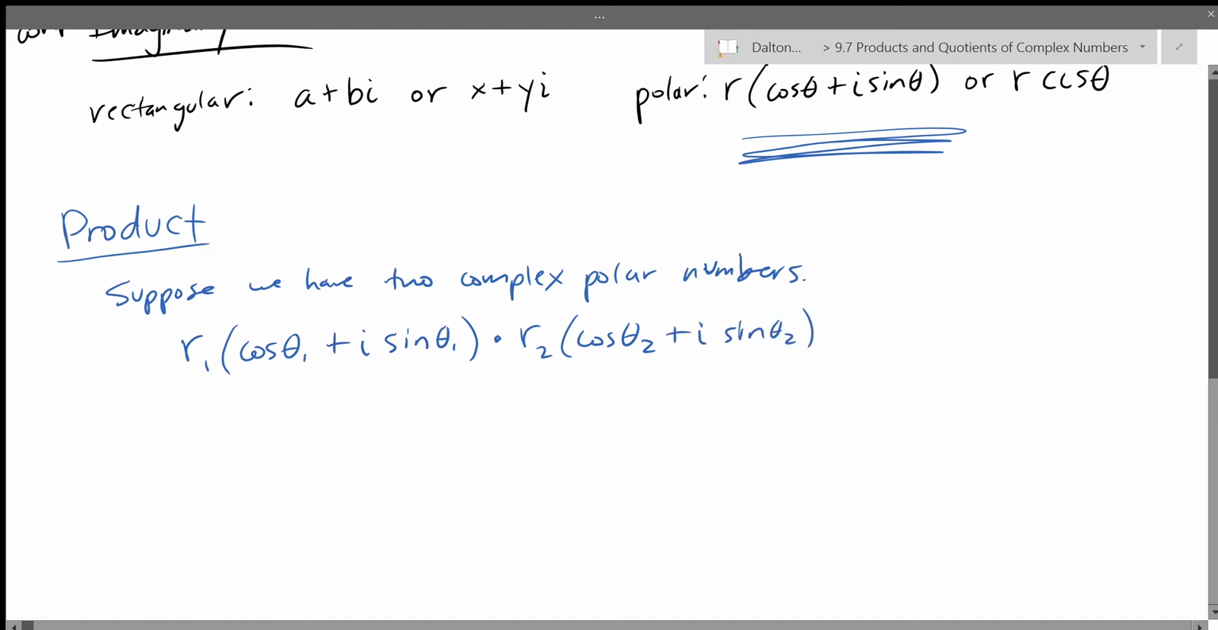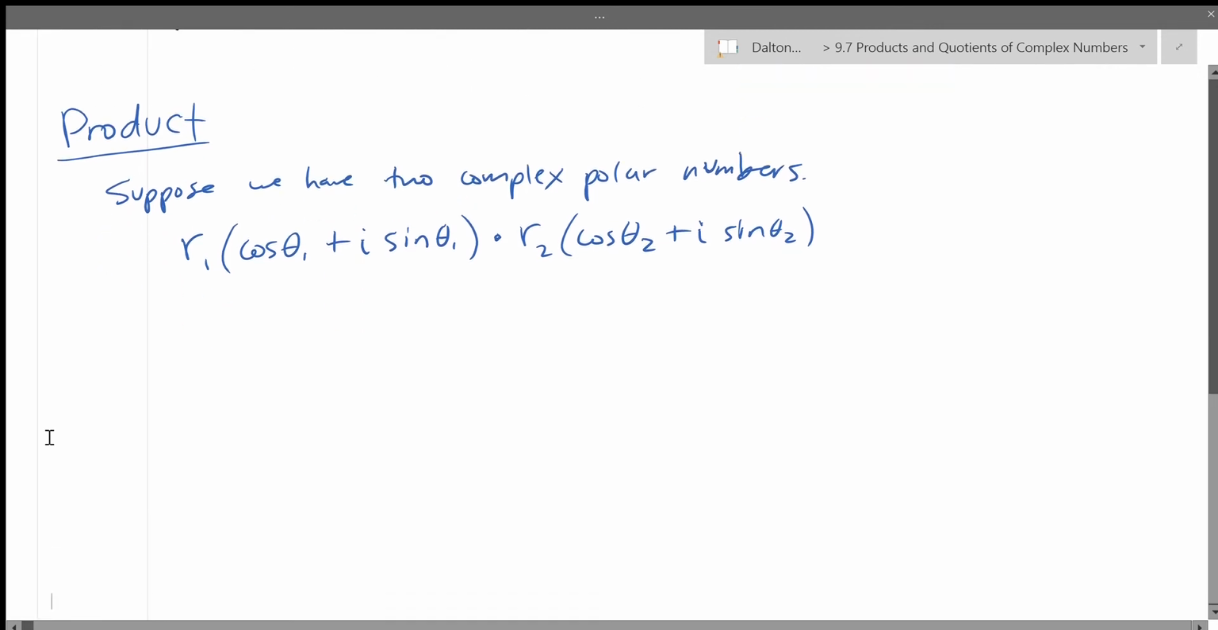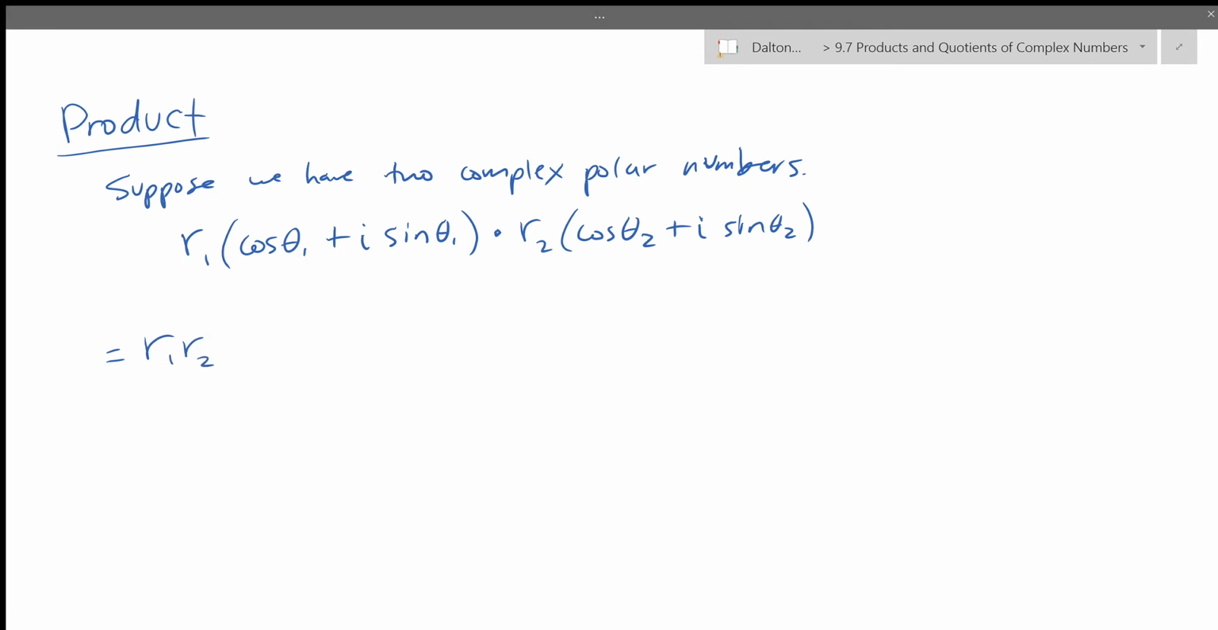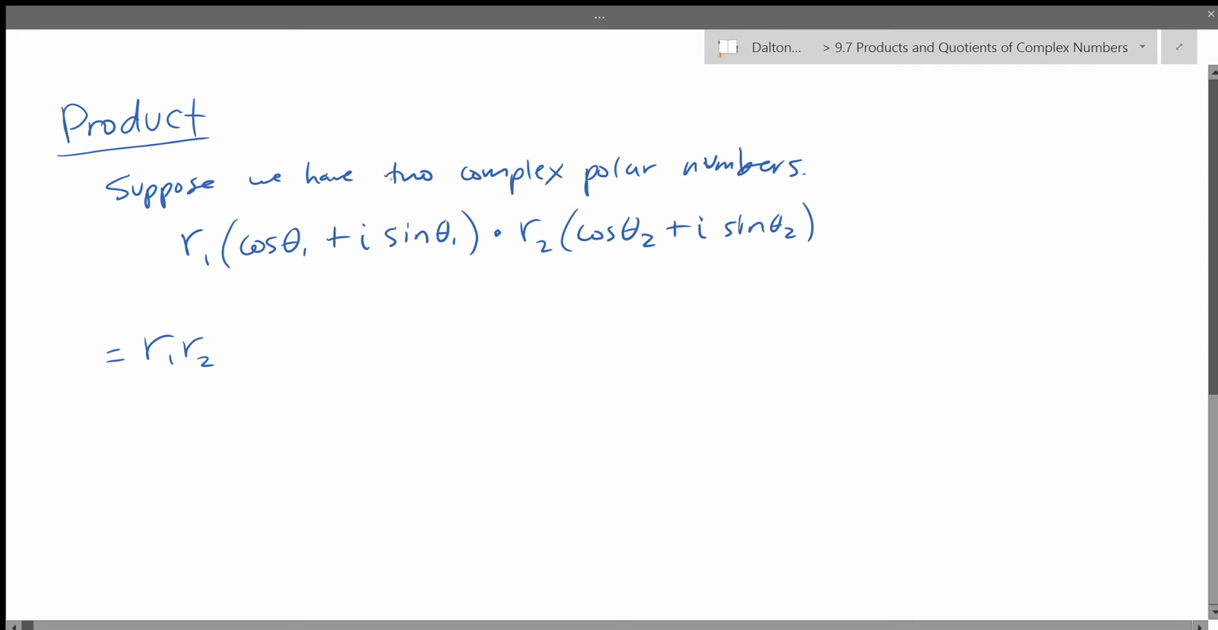And this looks kind of complicated, and it's just kind of how to start the problem and how to set it up. But if we actually multiply things using what we know about commutative and distributive properties, we can put the R1 and R2 out front because everything's just being multiplied. And then with the binomials, cosine theta 1 with cosine theta 2, we're going to FOIL those two binomials. So first, outer, inner, last.